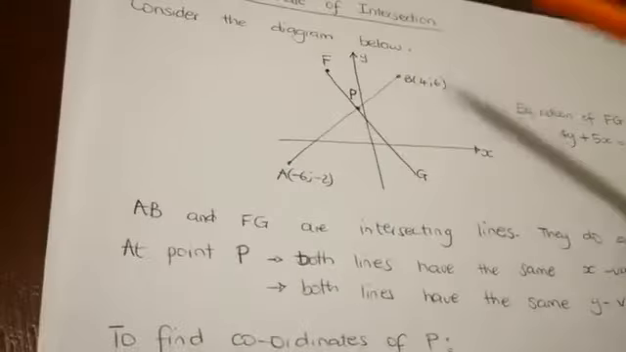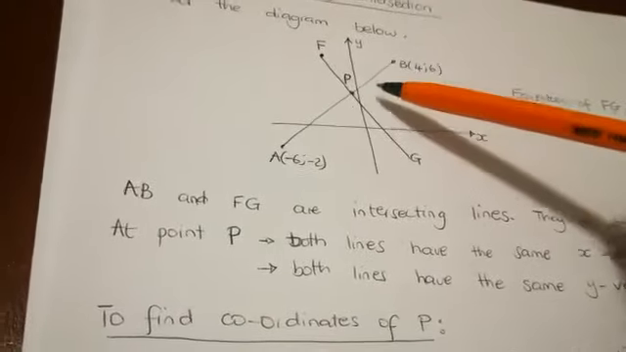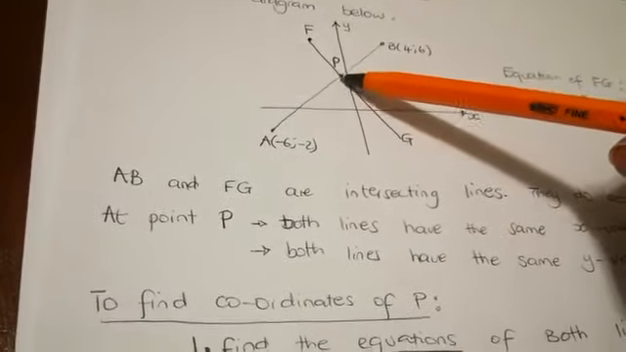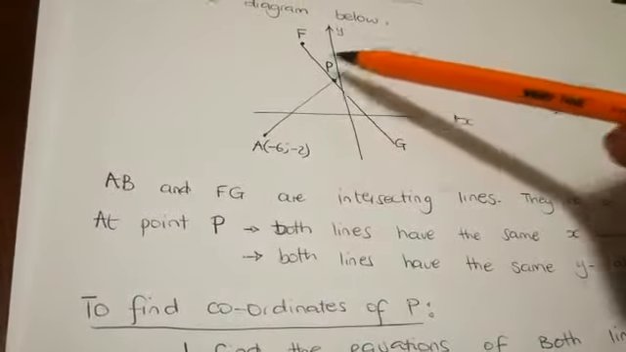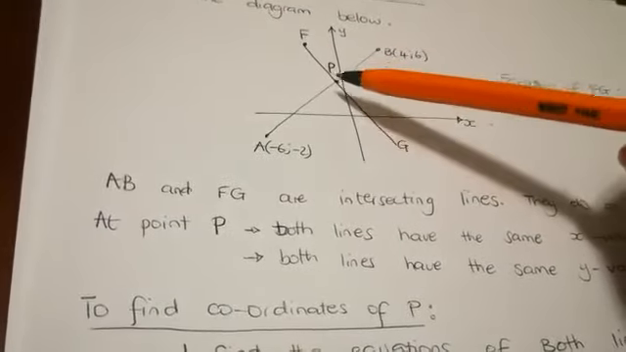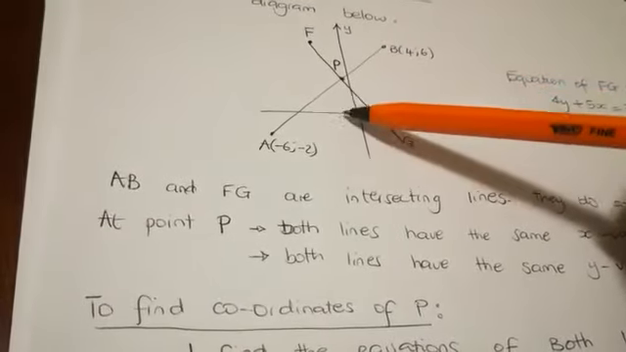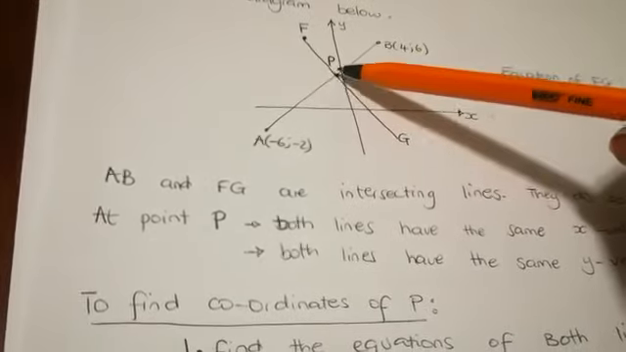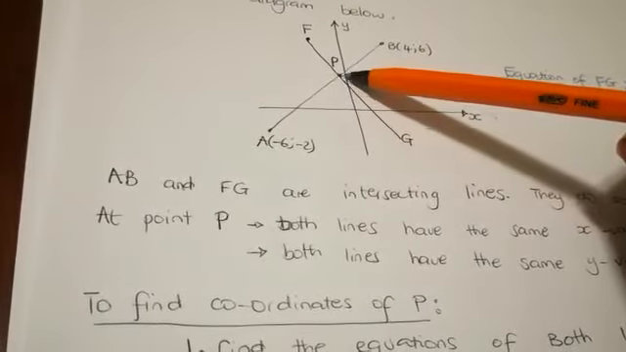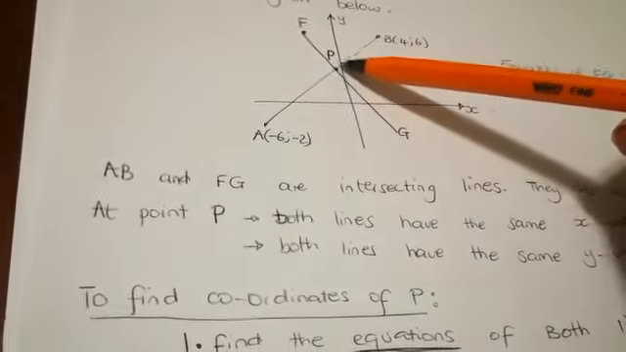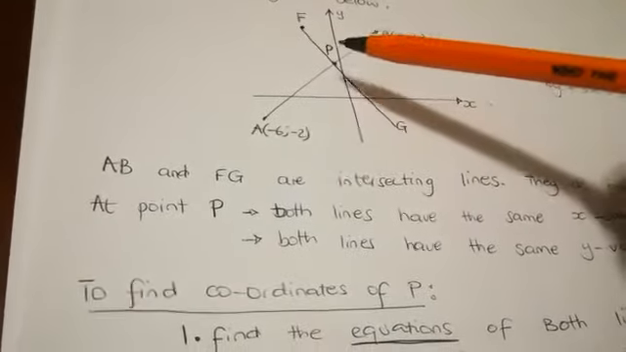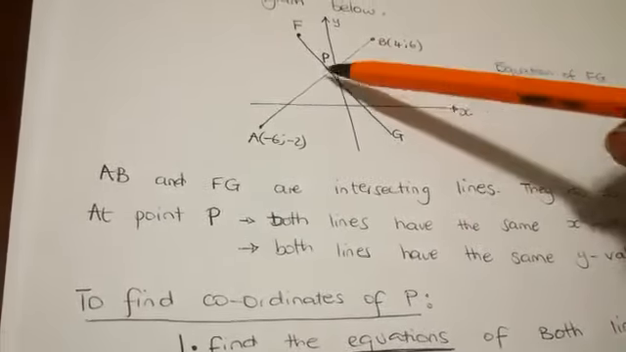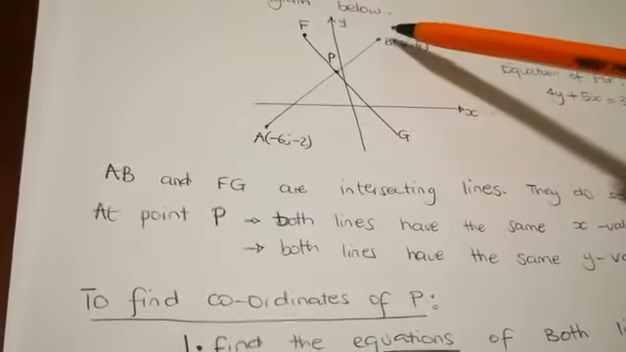All right, coming back to the point of intersection, at point P here, the equation of AB and the equation of FG have the same x value, which is going to be this one, and they have the same y value, which is going to be this one. So it means we say the equations at this point P are equal. So that is what we use. At point P, the equations are equal.